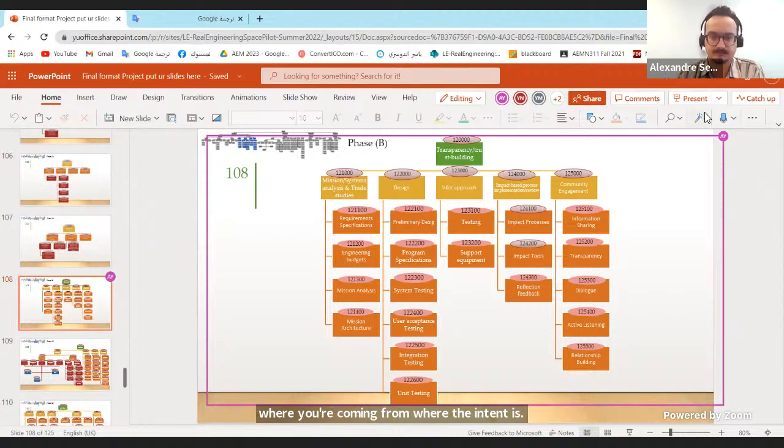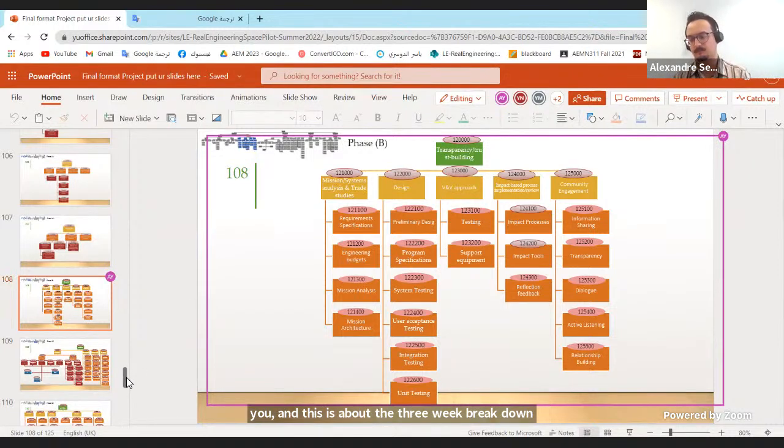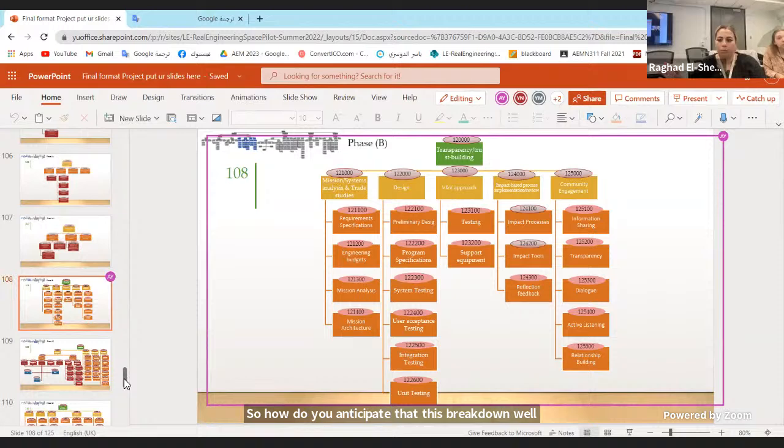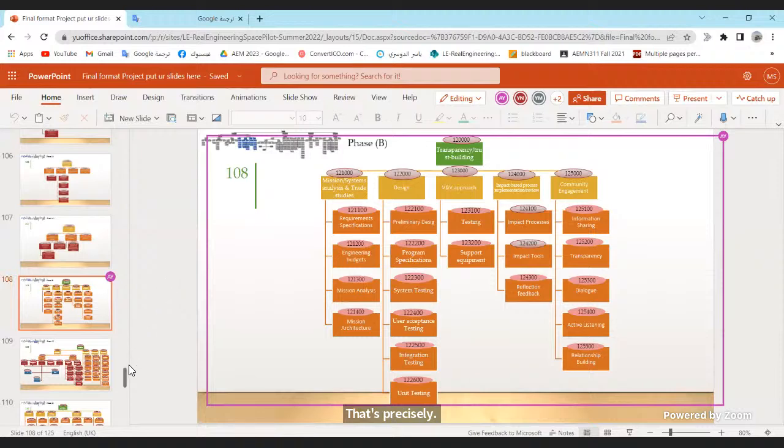Yes, great. Now the other question in the chat is about the 3-week breakdown, correct, Alex? Yes, that's right. How do you anticipate that this breakdown will map to the bigger project, the 4-year project? That's precisely it. So we actually depended also on the last year's work, and we have added some information just to ensure that our program will continue during the 4-year program.